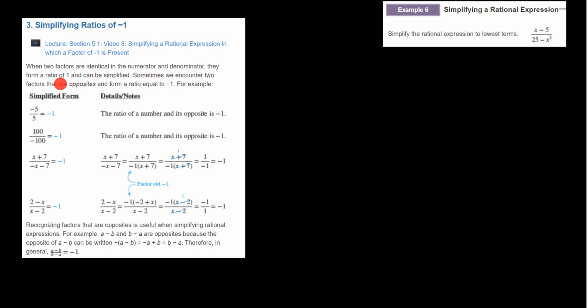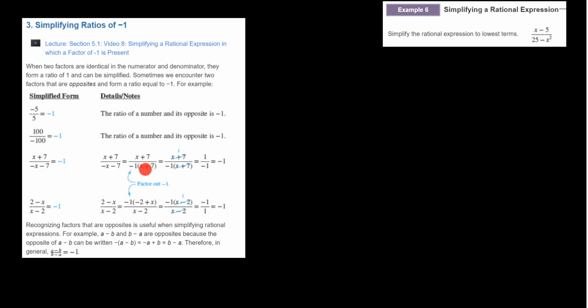Sometimes we encounter two factors that are opposites and form a ratio equal to negative 1. So, for example, negative 5 over positive 5 is equal to negative 1. And also a positive 5 over negative 5 is equal to negative 1. Notice how each one of these is something over its negative, like 100 over negative 100. Now look down here, we have x plus 7 and a negative x minus 7. We have a positive x and a positive 7 in the numerator, and a negative x and negative 7 in the denominator.